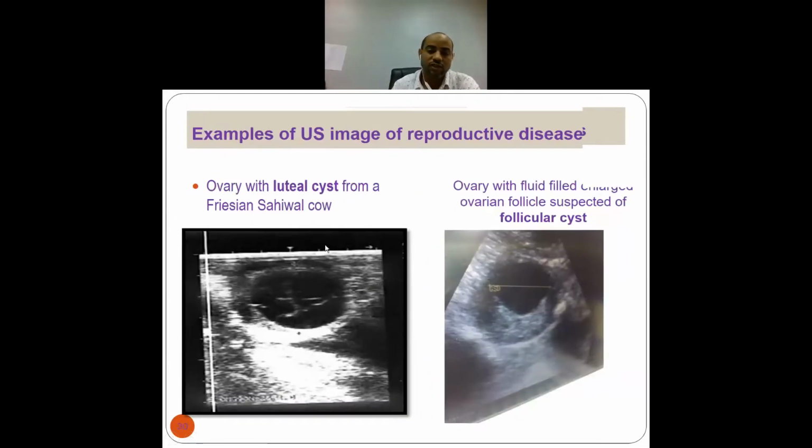The other type is a luteal cyst, and you can see here the difference is that they have a thick surrounding wall, which is hyperechogenic. Centrally, you have this kind of trabeculae, which appear as hyperechogenic striations, and of course, largely a dark anechoic space. And this is typically a luteal cyst. This is also another follicular cyst, a suspected one, examined and found in one of the cows.